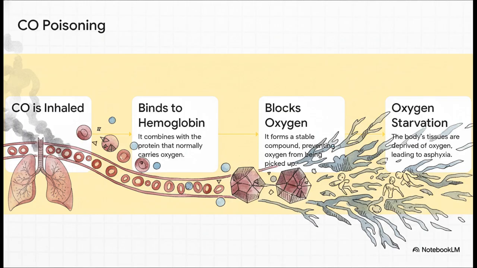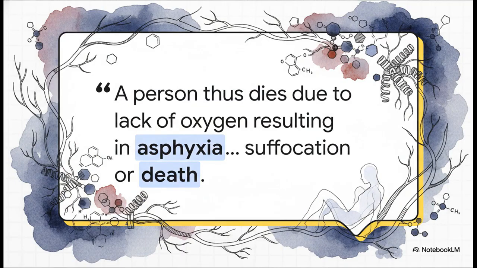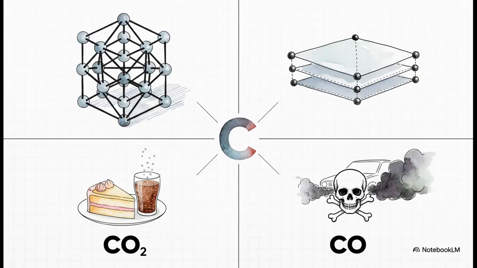As you can see here, your body is slowly and silently being starved of the oxygen it desperately needs to survive. And the result, as this text states so bluntly, is death by suffocation, or asphyxia. Your body's breathing, you're taking in air, but the oxygen can't get where it needs to go. It's a truly tragic example of how one tiny change at the molecular level can have the most devastating life or death consequences.